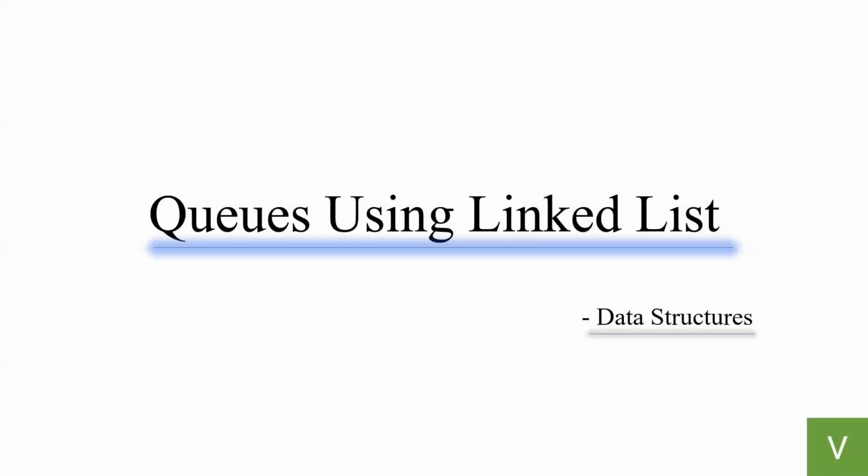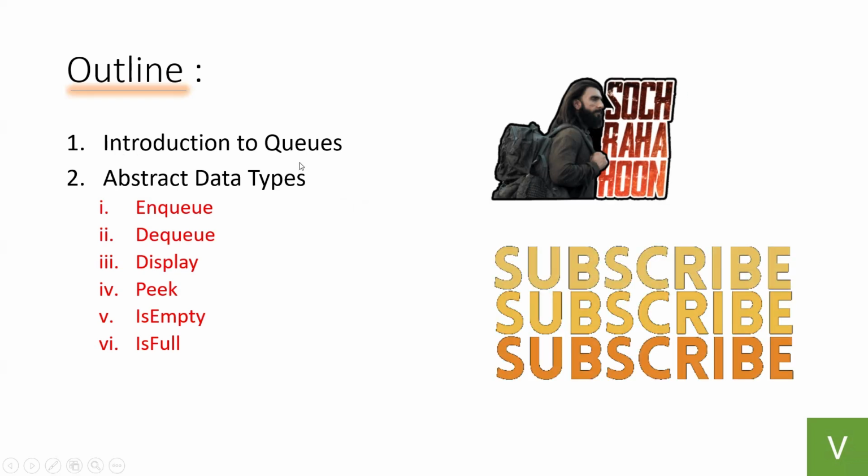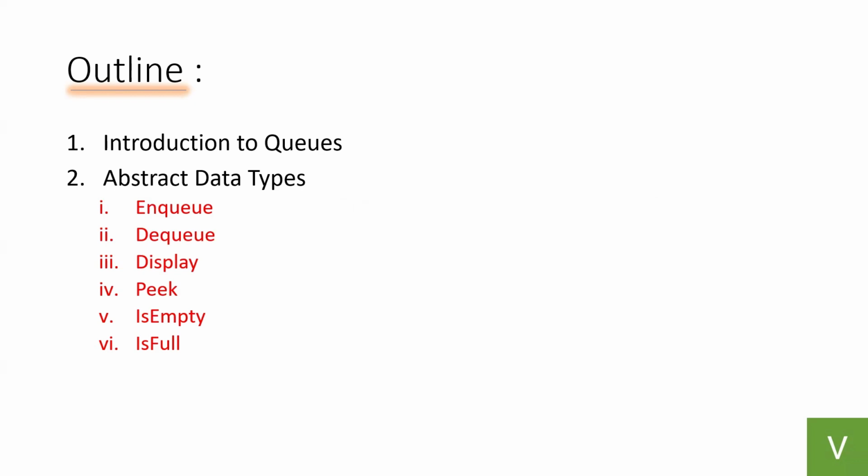Hello everyone. In this video, I'm going to discuss queues using linked list in data structures with C programming. In this, I'm going to discuss an introduction to queues and abstract data types like enqueue, dequeue, display, peek, isEmpty, and isFull. In the previous video, I already discussed circular queues. Please watch it before watching this video.